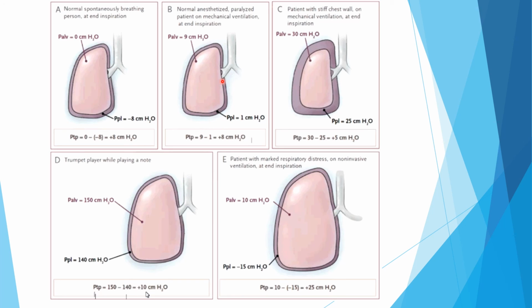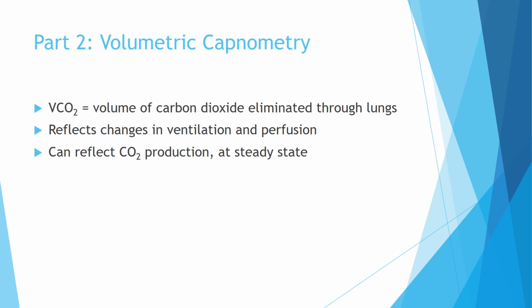He is not using any inspiratory muscles to inhale or exhale. So that's why his pressure is kind of low. But once you factor in positive pressure here and generating pressure here by the patient, you're getting a pretty high transpulmonary pressure. Okay, now into our volumetric capnography.